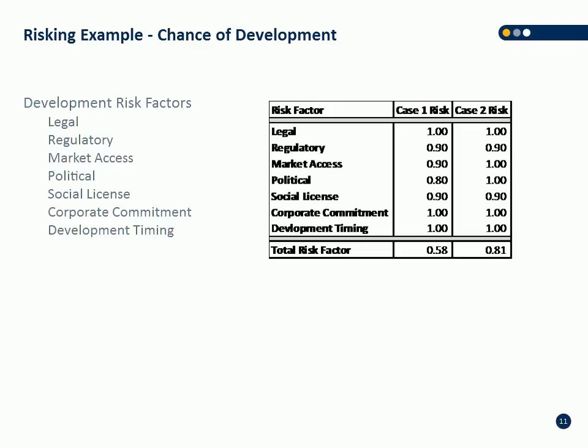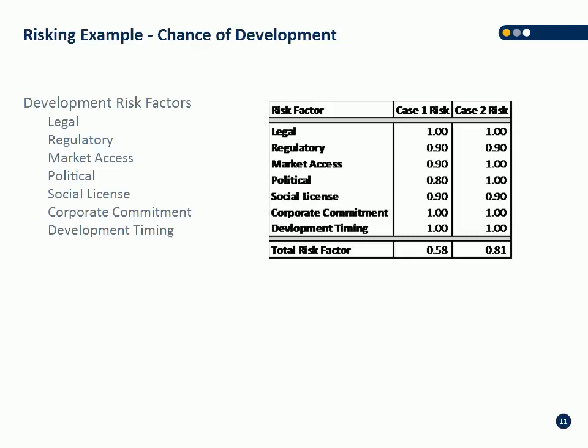These are the contingencies that we talked about. These are the things that can prevent you from having a commercially viable project. So legal, regulatory, market access, political, social license, corporate commitment, and development time. These are all identified in the resources other than reserves guidance in Rotor, and they're also mentioned in the PRMS.